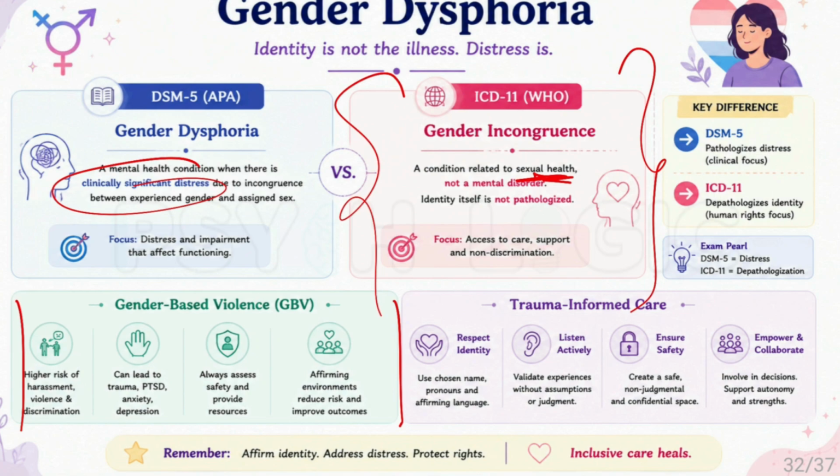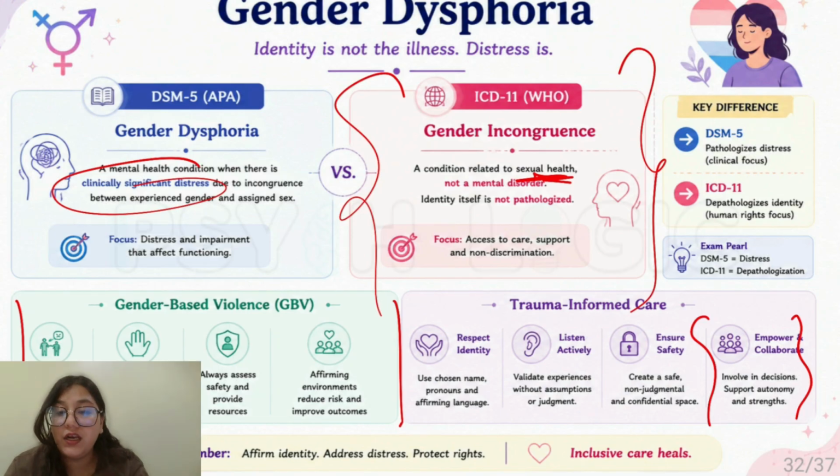First is respecting the person's identity. Second is listening actively. Third is ensuring their safety, and the treatment decision should be made with the individual and not simply for them. That is where you empower them, you collaborate with them, you give them decision autonomy, and focus on their strengths. So the role of a psychologist is not to change the person's identity, but to improve their quality of life, reduce their distress, support their mental health, protect their dignity. With this, we are done with our module 3 as well. In the next session, we will be starting module 4.